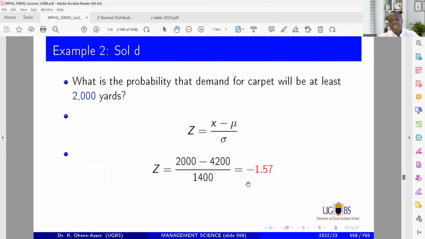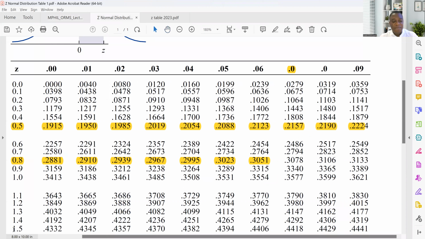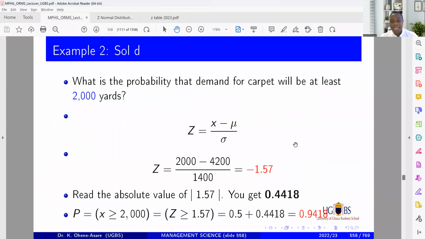So the value you're going to get is minus 1.57. Ignore the minus, deal with 1.5 under 7. Learn how to read the table. When you go here, 1.5 under 7 on this table gives you 0.4418. When you add that value to the 0.5, you get 94.2%. And that shows that the majority of the demand for carpets will be at least 2,000.